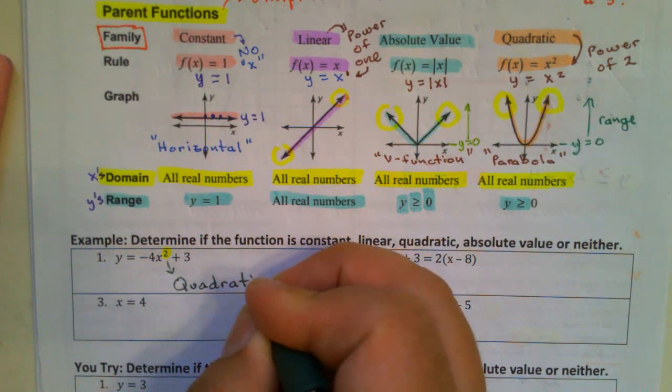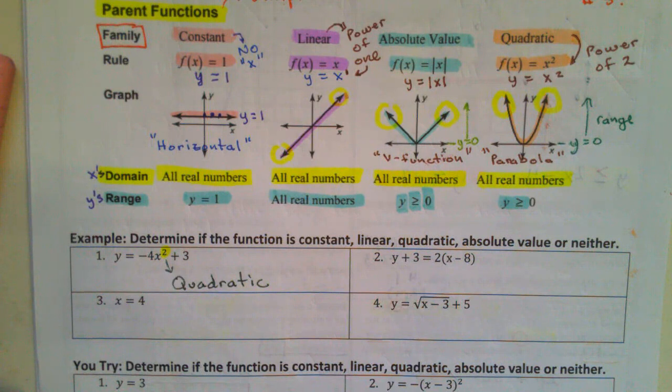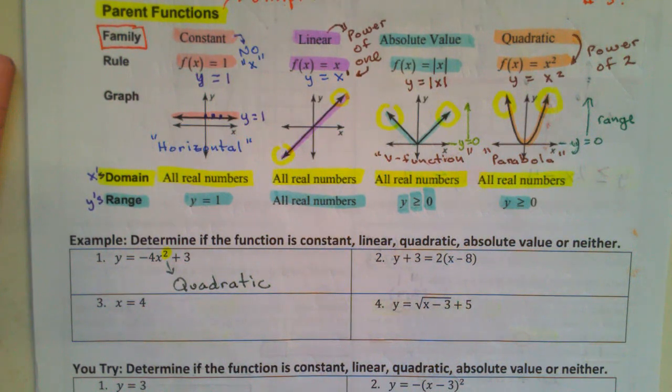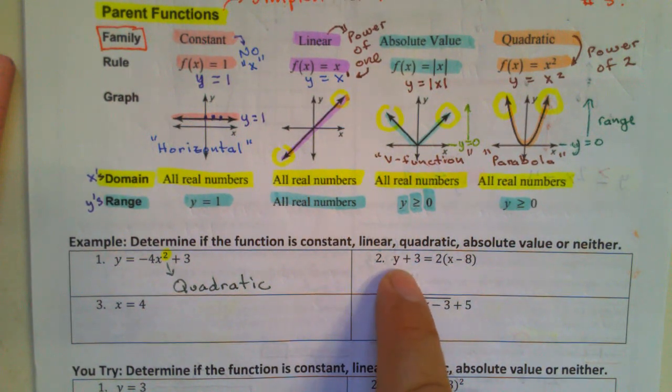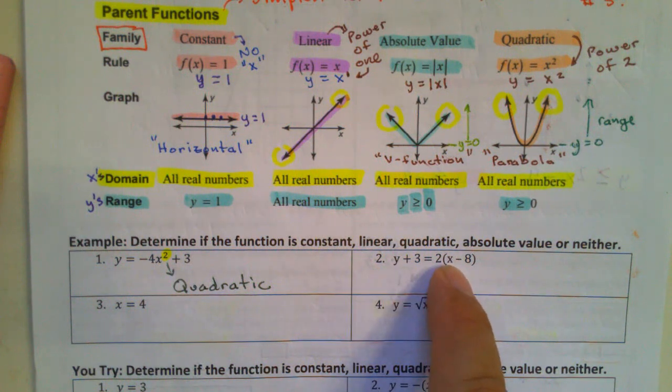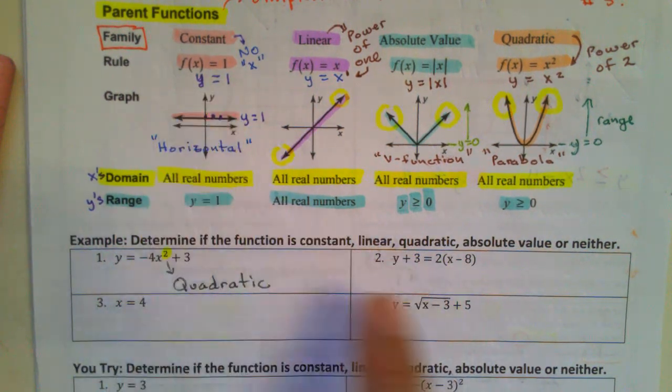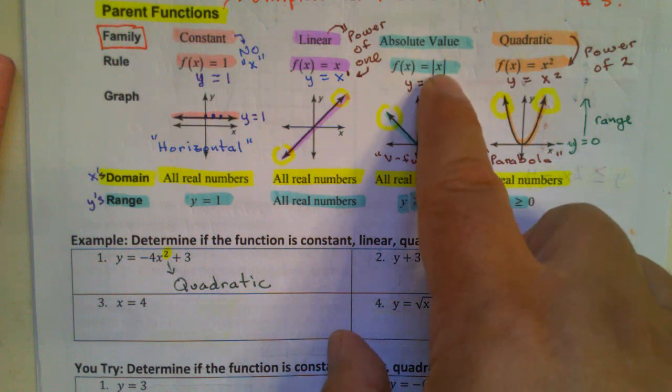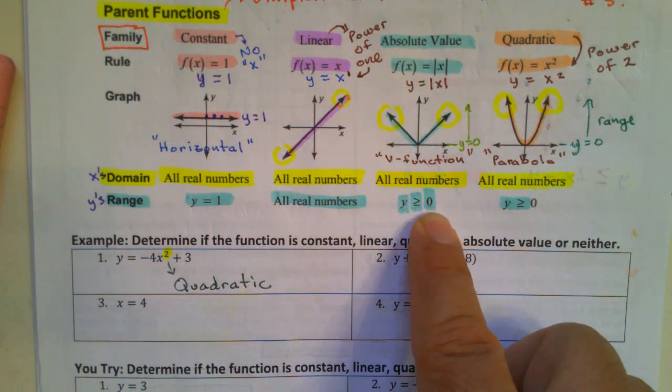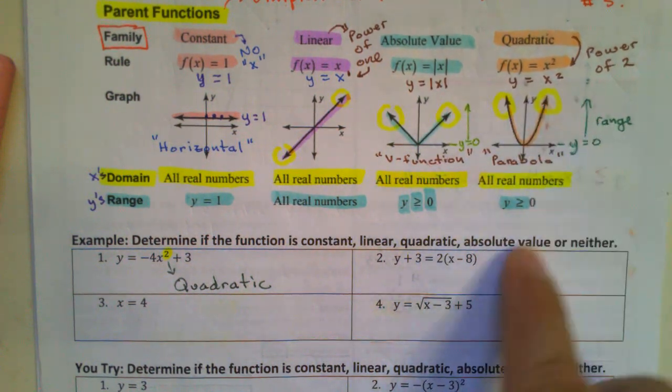So we have a quadratic equation. Because of that power 2, it comes down to that. Now, looking at number 2, we have a y value, of course. We do have an x, so it can't be constant. These are parentheses, not bars, so it's not absolute. It doesn't have a power of 2 anywhere.